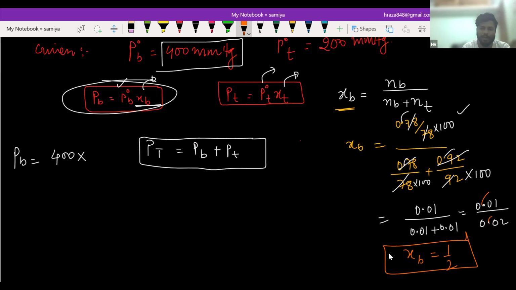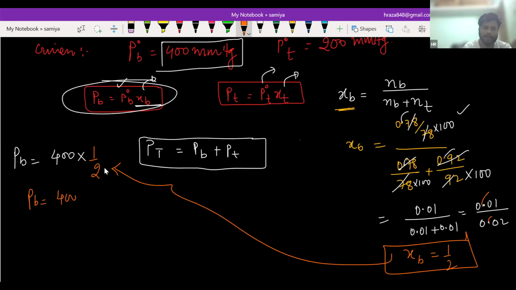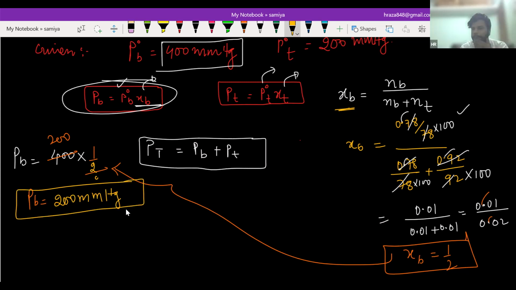Now I am going to put the mole fraction of benzene here, so it will be 1/2, and the partial pressure of benzene will be equal to 400, which will be cancelled by 200. And the partial pressure of benzene will be equal to 200 mmHg. Madhiha and Reem, is there any doubt in this?